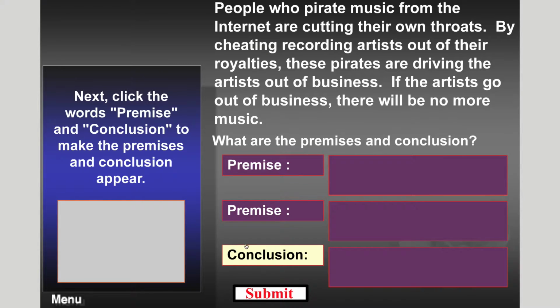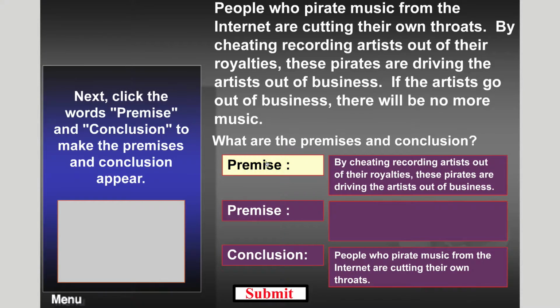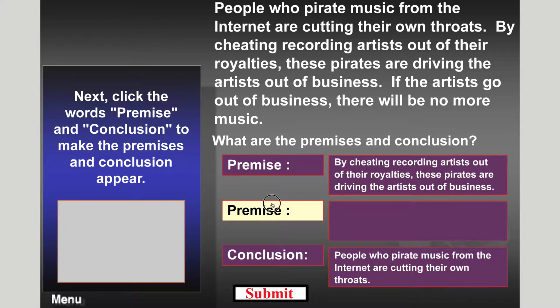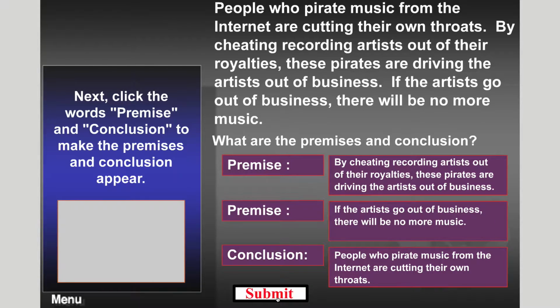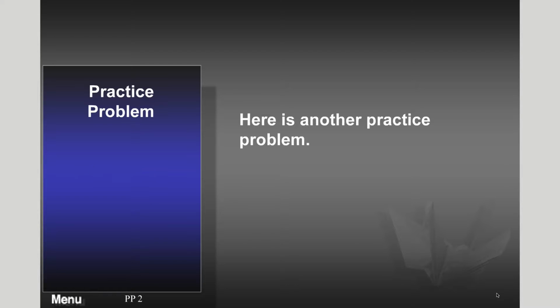Right? So what are the premises and the conclusion? As I suggest in 1.1, when practicing, I always think you should look for the conclusion first. People who pirate music from the internet are cutting their own throats, and then put in the premises: by cheating recording artists, etc. And then, if the artists go out of business, there will be no music. Okay. Let's continue with another practice problem.